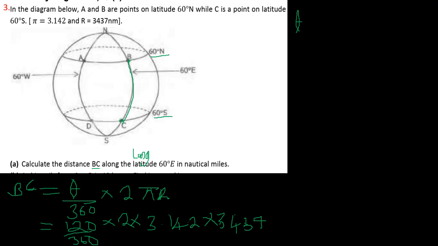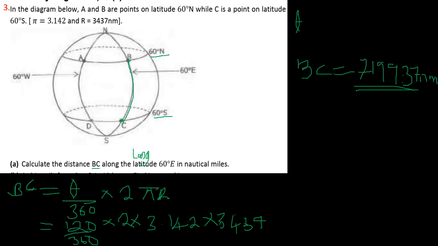To calculate this, distance BC will be equal to what? Let's punch this on the calculator, and our answer is simply 7,199.37 nautical miles, since they've told us to calculate in nautical miles. So this is our answer. This is our distance BC.